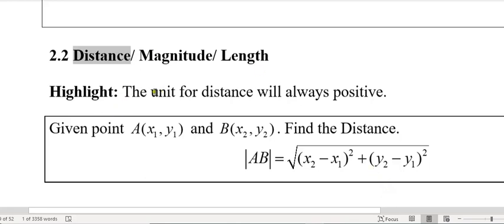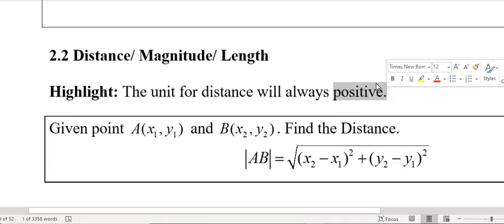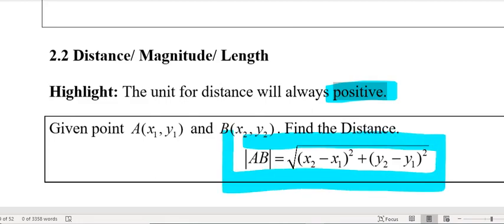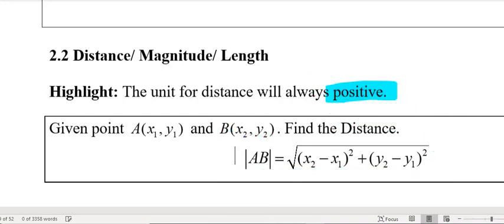One more thing that I want to highlight is that for distance, the unit is always positive. Please remember, it's always positive. So how to find the distance between the points? This will be the formula that you need to remember. You see, it will be absolute. Absolute AB means that it is always positive. Is that okay? So let's continue.